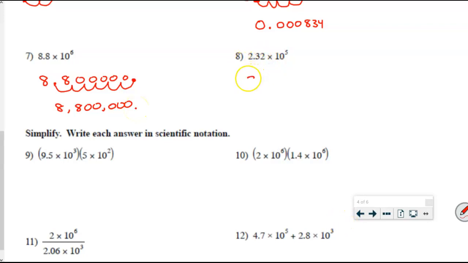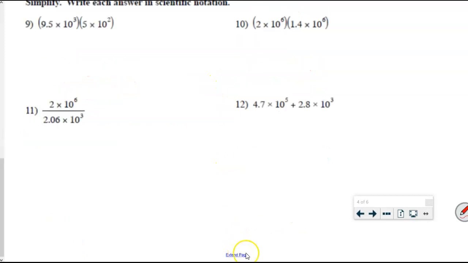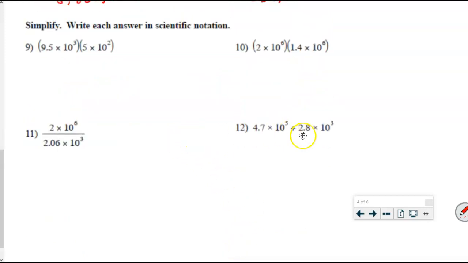2.32 times 10 to the 5th. Moving that decimal place 5 times, there's 1 and 2. 3, 4, 5 are filled in with the zeros. And so I have 232,000. That decimal place there at the end. Still feeling pretty good? All right, now we've got some calculations. I have 2 multiplication, 1 division, and 1 addition. So again, let's pause, see what you can do on your own, and then we'll come back together and review.